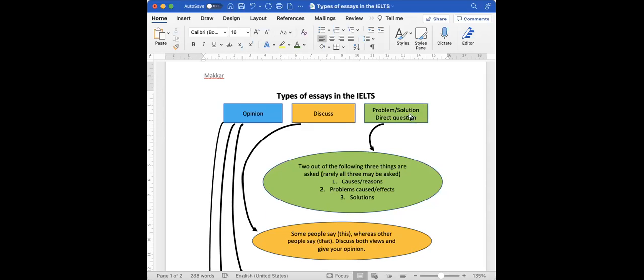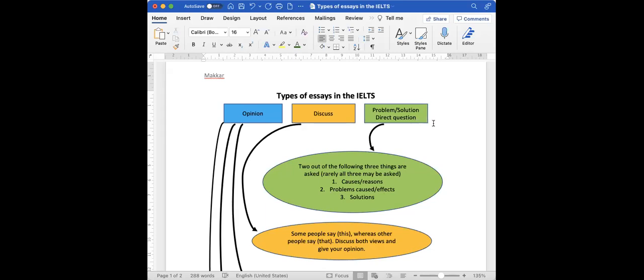Okay? Ma'am, can you please repeat once? Yes, sure. Why not? In a problem solution essay or a direct question essay, in your introduction, you just have to tell the examiner that you will be answering what has been asked in the question, that you will be giving the problems and solutions, or the causes or solutions, or the causes and effects, whatever is asked. You just have to tell the examiner that you will be writing all this in the body of your essay. So you can write it by saying, in this essay, I will discuss the causes and the effects of this problem. Okay. Is that clear?